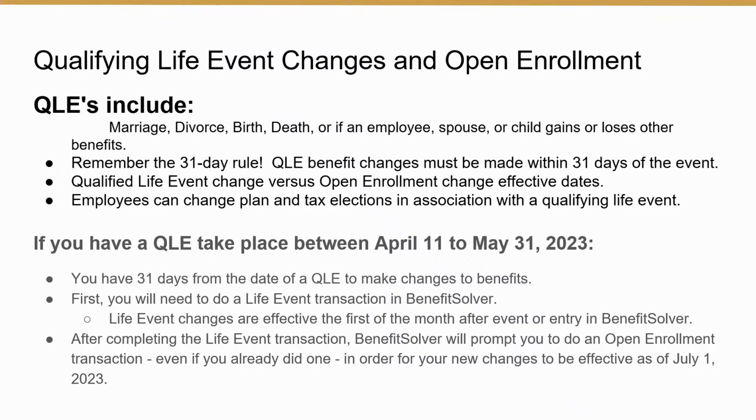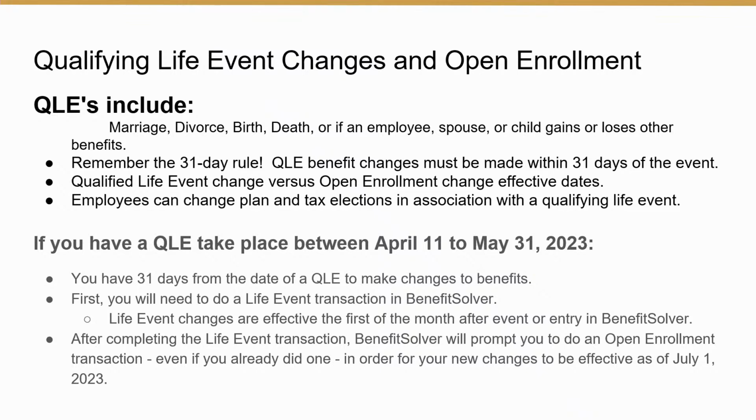Qualifying life events include marriage, divorce, birth, death, or if an employee, spouse, or child gains or loses other benefits. Now, if this happens at any time during the year, you're able to make changes to your benefits outside of open enrollment. If it happens during open enrollment, you also have to do an open enrollment transaction. Remember that you have 31 days from the date of that life event to make changes to your benefits in relation to it. And those changes will then be effective the first of the month following the life event.